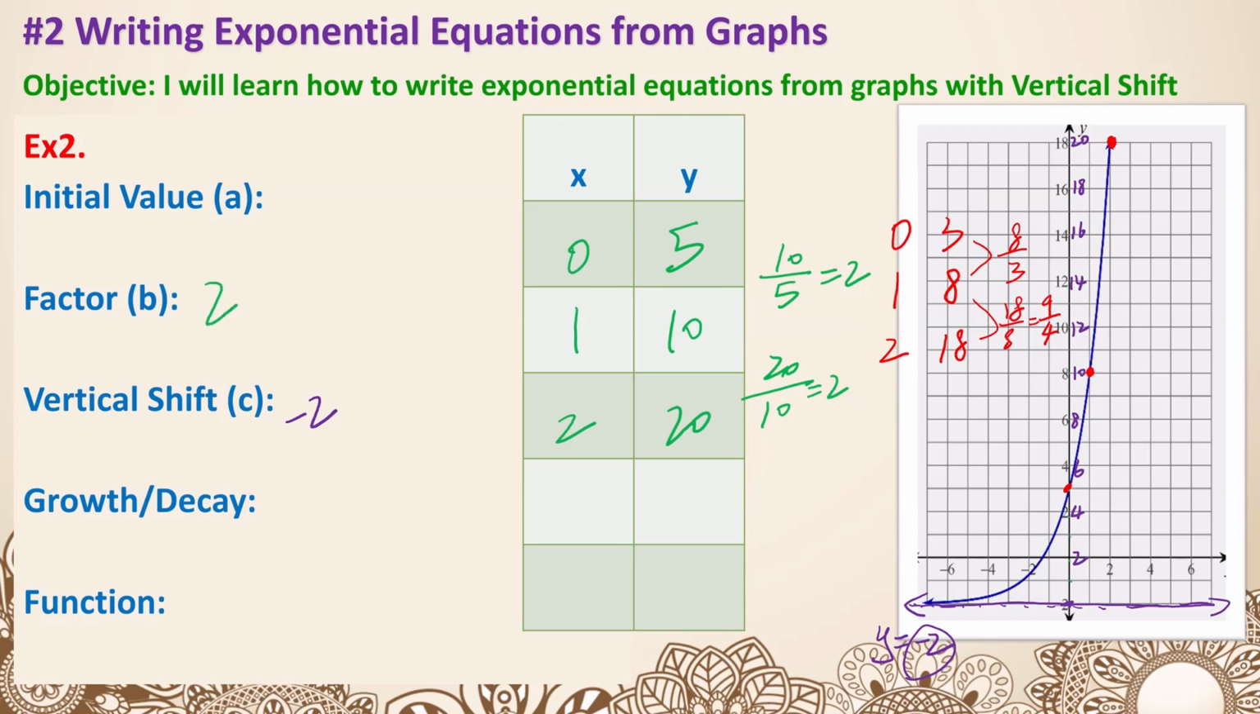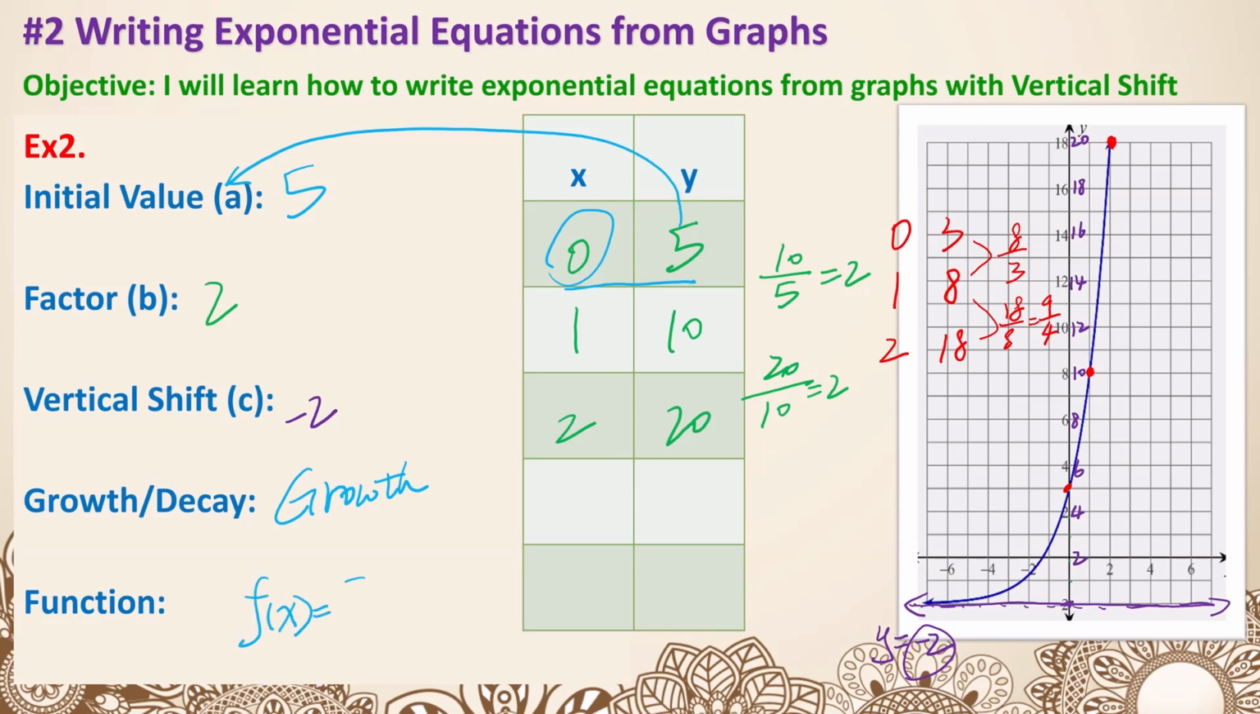And then to find the initial value, we need x equals 0. The y value is going to be our initial value, which is 5. And in this case, you can see the graph is increasing to the right, so growth. As for the function, let's write it down. A is 5, so it's 5 times. B is 2, so it's 2 to the x power. C is -2, so it's a -2 on the end. There you go. That's example 2. Now you can pause here and keep trying for the next few examples, and then come back and check.